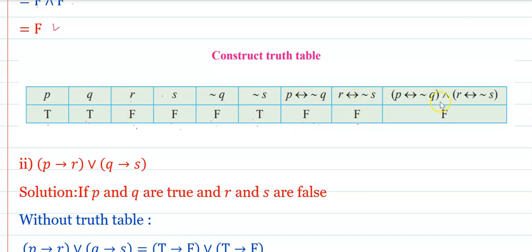Between these two statements, both are false, and therefore it is false, because here there is an 'and'. When both of them are true, then it is true, otherwise false. Now here both are F, therefore it is false.